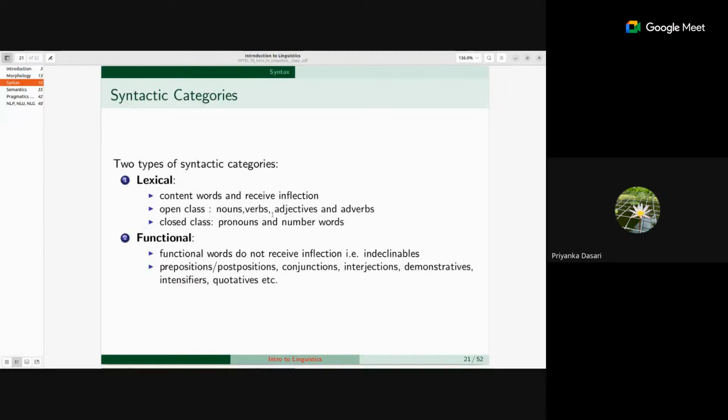So there are syntactic categories. There are two types as discussed: lexical as well as functional, as I was talking about open class and closed class. Lexicals are the content words, and they receive inflections. Functional categories are words that do not receive inflections, like, as I said, prepositions, conjunctions, interjections. These come under functional categories.